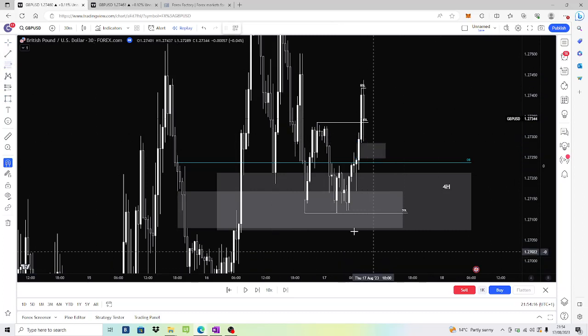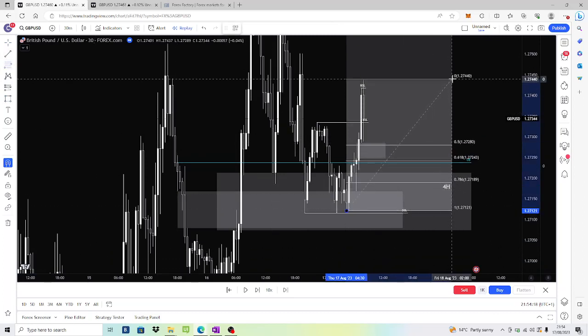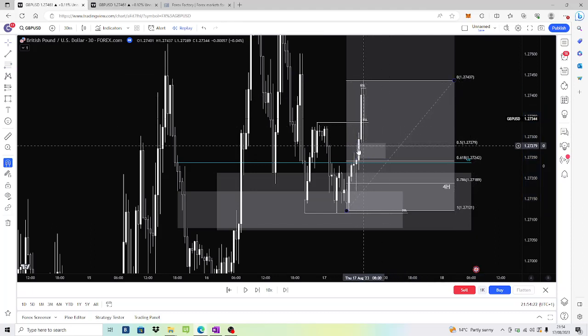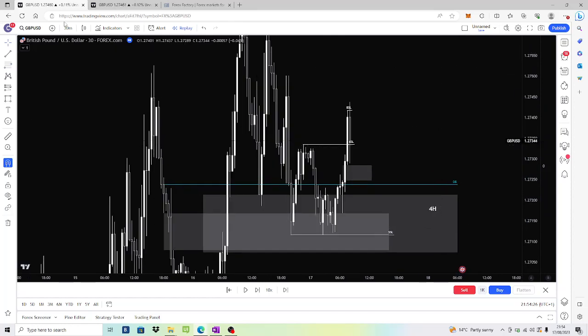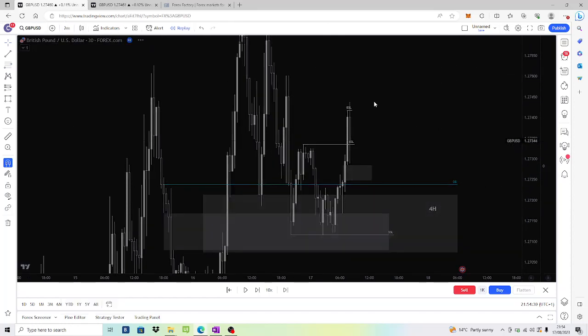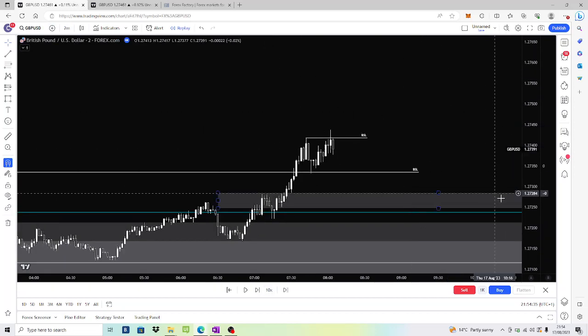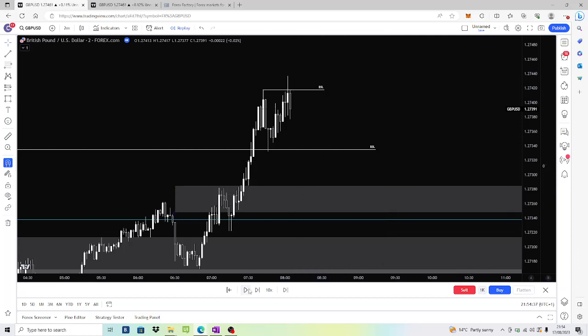That looks like it's in discount of this range. Have we reached discount yet? No, we haven't, so this would be the clear target. This imbalance, and these equal lows, so let's wait for a market structure shift. Something obvious.